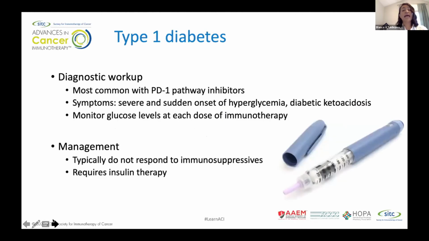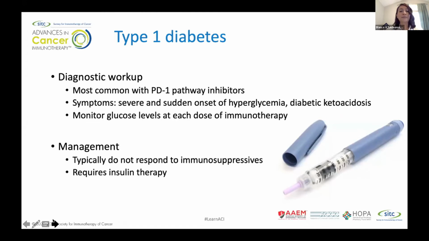Type 1 diabetes is something that we see more commonly with the PD-L1 pathways. Again, going back to monitoring patients' labs closely, because this can come on quickly, and really monitoring those labs is going to be critical so that if we see a sudden onset of hyperglycemia, we can start acting appropriately. Patients tend to more easily have diabetic ketoacidosis, and it's really important again to monitor patients prior to each treatment.